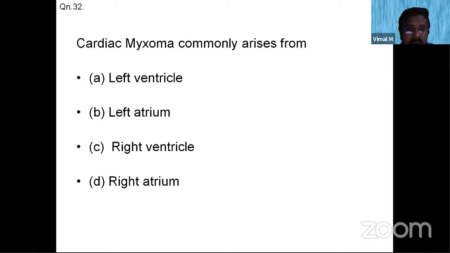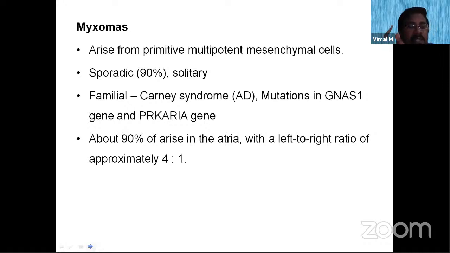The next question: cardiac myxoma commonly arises from. They have given left ventricle, left atrium, right ventricle, and right atrium. So they have given all four chambers, and they are asking from where the cardiac myxoma arises. Let us see something about cardiac myxoma. These myxomas arise from primitive pluripotent, multipotent mesenchymal cells. This is a tumor which arises from the mesenchymal cells.